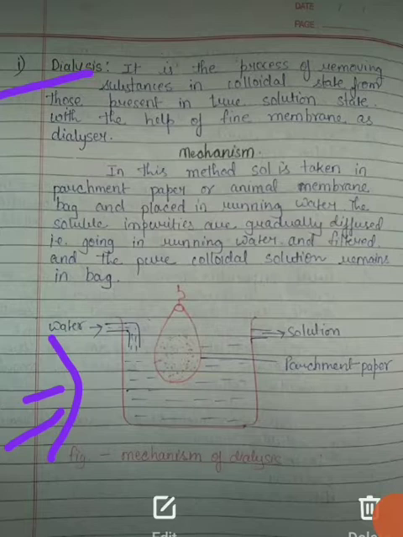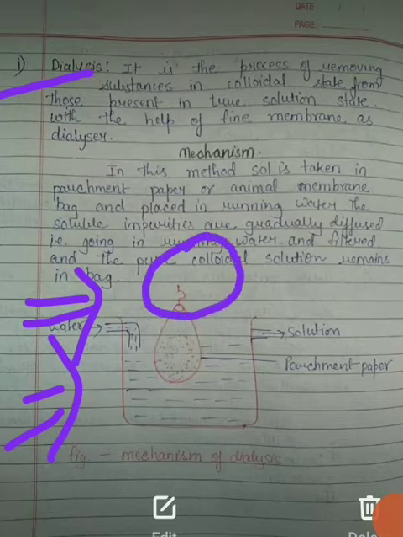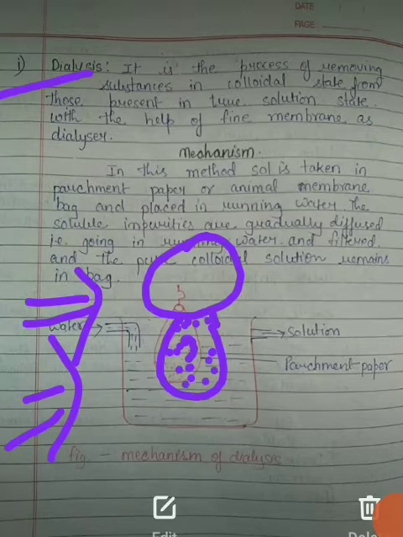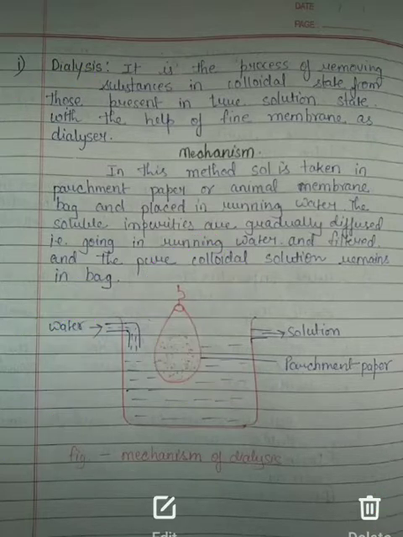Suppose we are passing running water into a tumbler, and we have attached a parchment paper. You are seeing here, this is a parchment paper. We have attached the parchment paper and we keep the colloidal solution in it. Now, students, in this method, the sol is taken in parchment paper or animal membrane bag and placed in running water. You can see here, from here water is running.